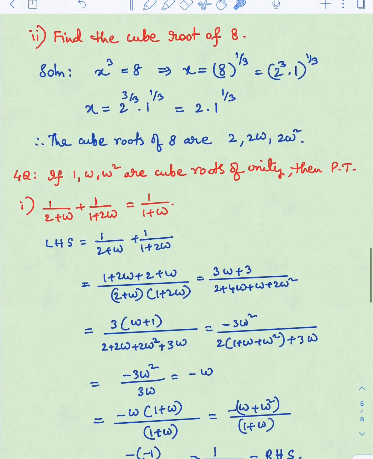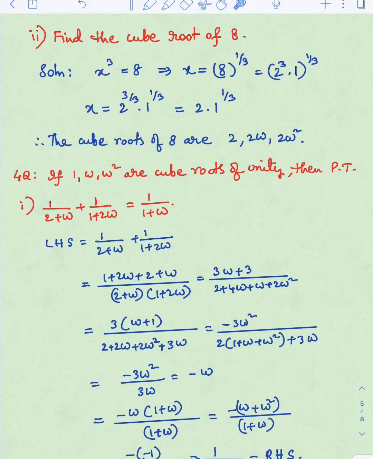Coming to the second bit. Find the cube root of 8. Cube root of 8 is required. That is, x cube is 8. X is equal to 8 power 1 by 3. This 3 when you take to this side will become 1 by 3.